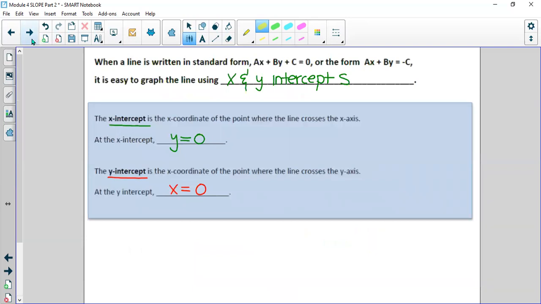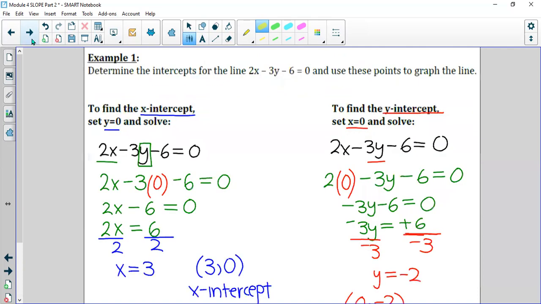For questions, and I'll include this in the notes, when a line is written in standard form, it is easy to graph the line using x and y intercepts because at the x-intercept, we let y equal 0. At the y-intercept, we let x is equal to 0. You don't have to copy all of this in your notes, but maybe just some instructions on how to substitute, what to substitute in your particular equations. And we're going to practice doing that right now, okay? So we're going to take this step by step.